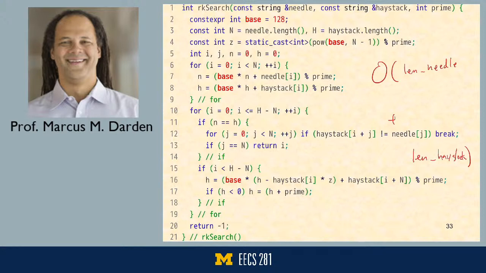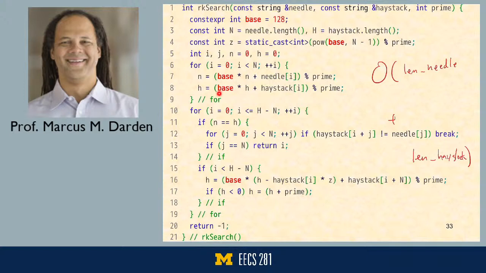And you can see here, this first for loop goes through and calculates. I've got my inputs. What are my inputs? The string input is needle, and the string input is haystack. And I've got some prime number. I'm going to use that prime number as my sort of mod in my modular arithmetic. Right? So N is the length of the needle, big N, capital H is the length of the haystack.